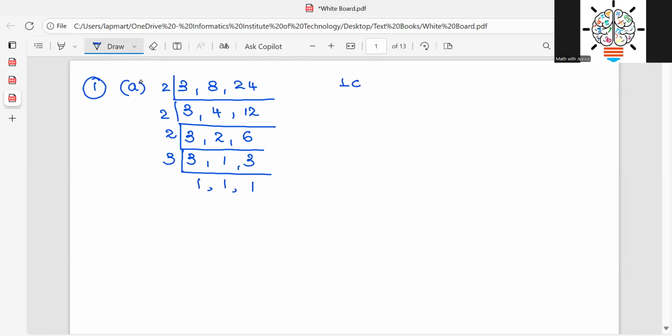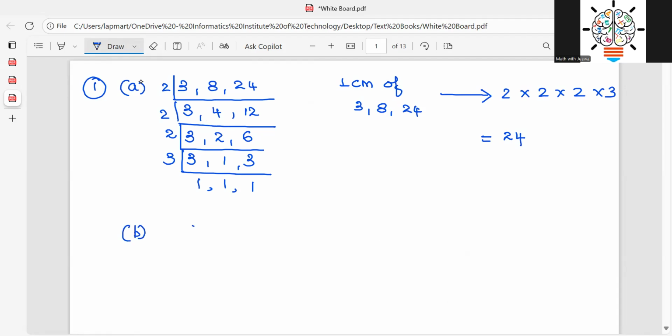So then how do you get the LCM of 3, 8, and 24? You multiply all the numbers: 2 times 2 times 2 times 3. So 2 times 2 is 4, 4 times 2 is 8, 8 times 3 is 24. So then we will move to part B.